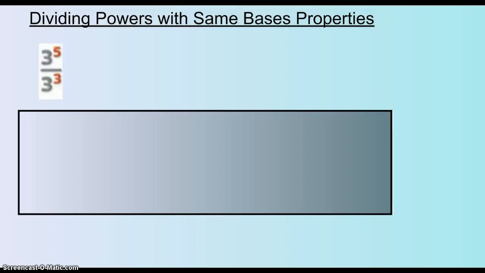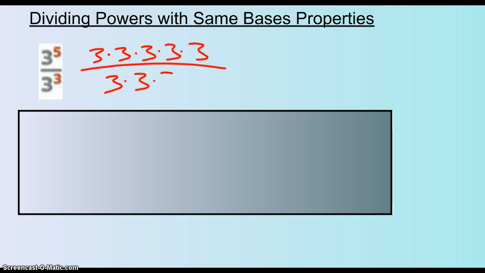Alright, to finish off today we're going to be talking about quotients, dividing over some fractions here. If we are dividing two numbers that have the same base, and they are to a certain power, we can subtract the exponents. So for instance, this would be 3 times 3 times 3 times 3 times 3, all over 3 times 3 times 3.